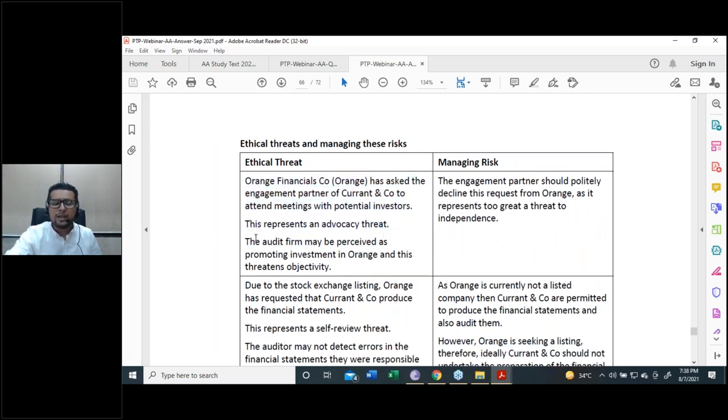Now you are done with the identification of the threat. You need to explain. If the audit firm will be there, the audit firm will be perceived as promoting the investment in Orange company, and this threatens the objectivity. You will not be considered as neutral now. What does objectivity mean? You have to remain neutral, unbiased. But if you attend that meeting, you will be considered as biased. Your objectivity will be compromised. How to manage that risk? What's the safeguard? The engagement partner should politely decline this request from Orange company because the risk seems to be too high to manage. That's it.